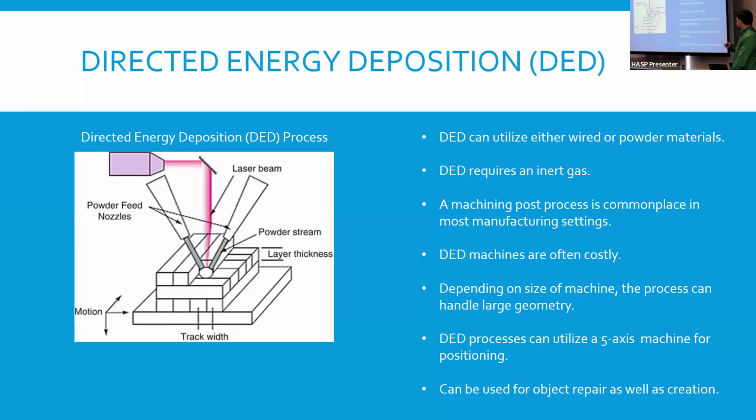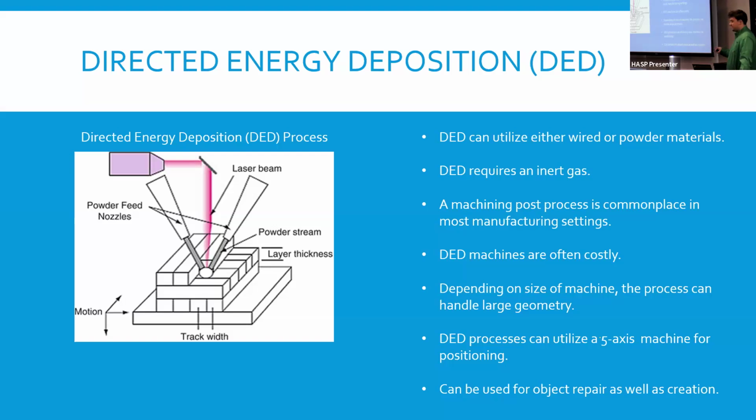A DED process can utilize a 5-axis machine for positioning. Like a FANUC arm, it will use a FANUC arm to do that welding. And then it can be used for object repair as well as creation. That's an interesting thing about DED, because let's say you screw up a mold or something like that in industry, usually they weld it up so that they can create a nice surface for them to work on. This can be used to make those repairs.